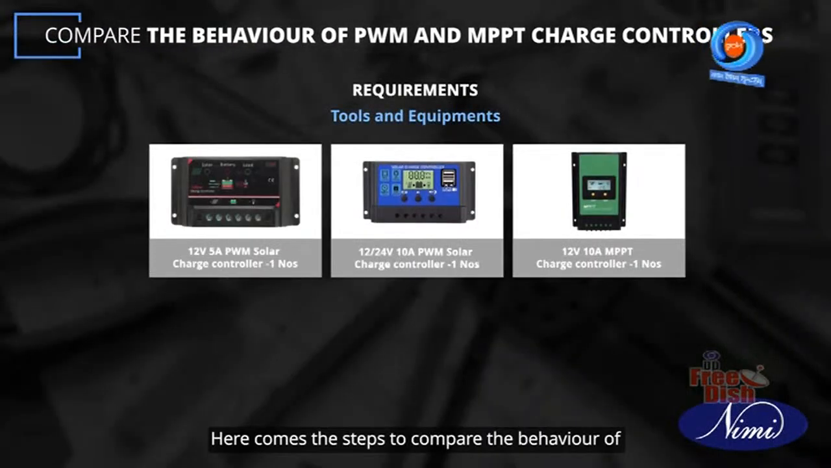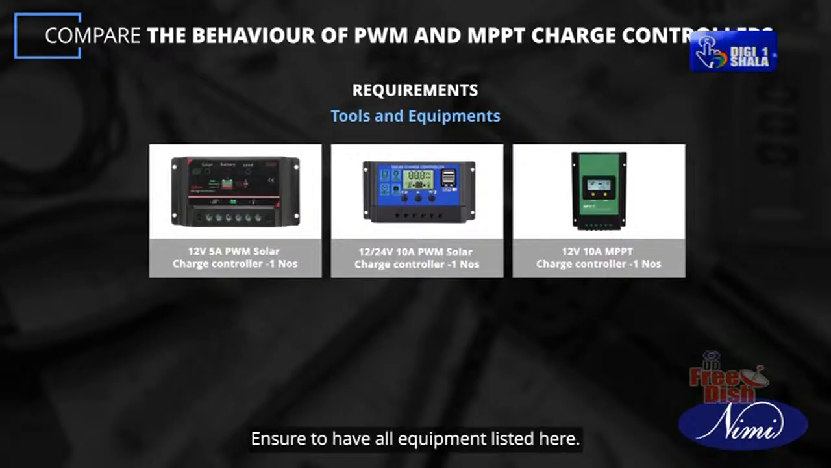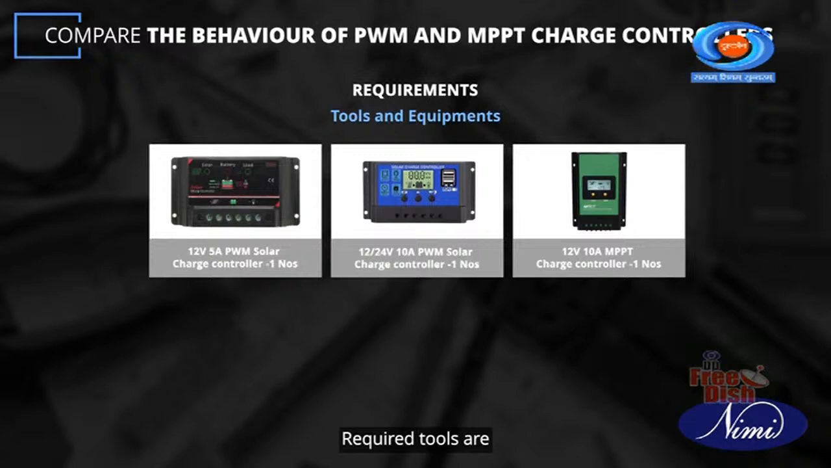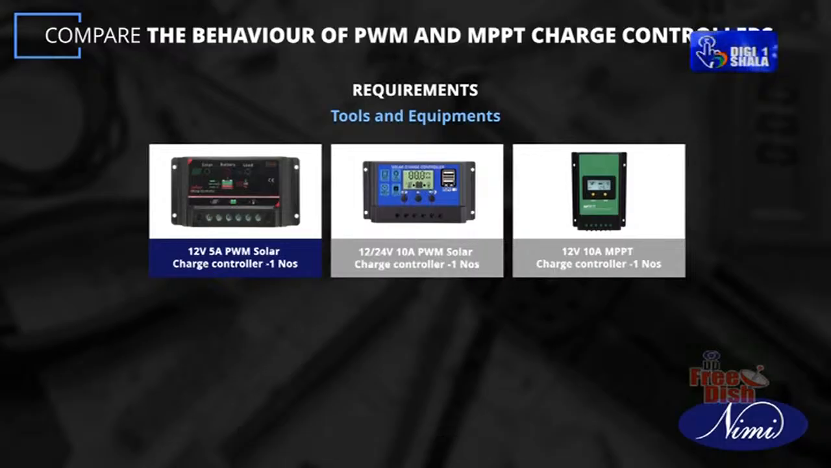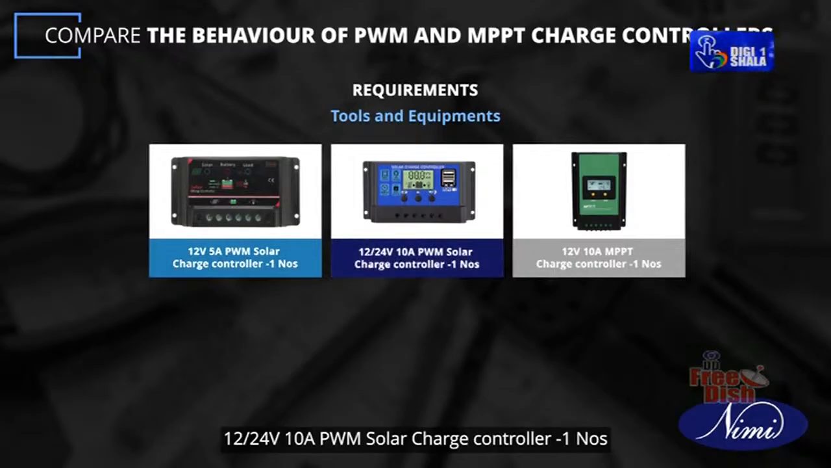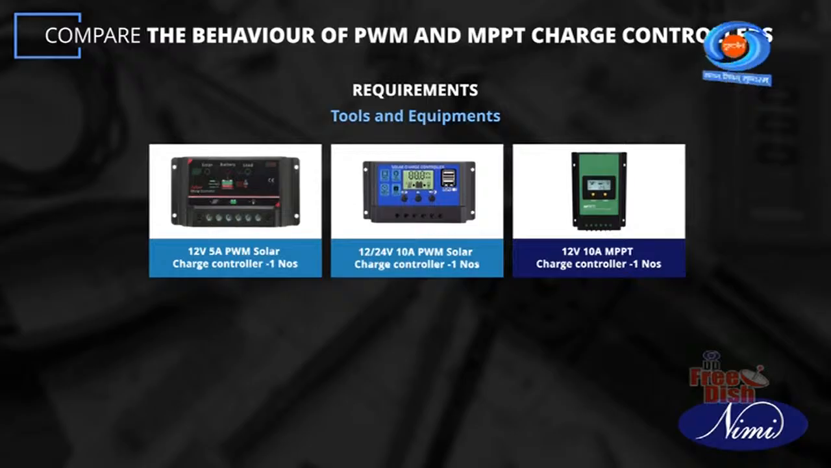Here come the steps to compare the behavior of PWM and MPPT charge controllers. Ensure you have all equipment listed here. Required tools are a 12 volt 5 ampere PWM solar charge controller, 1 number, a 12 or 24 volt 10 ampere PWM solar charge controller, 1 number, and a 12 volt 10 ampere MPPT charge controller, 1 number.